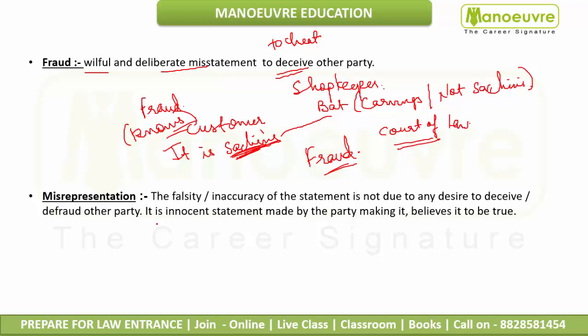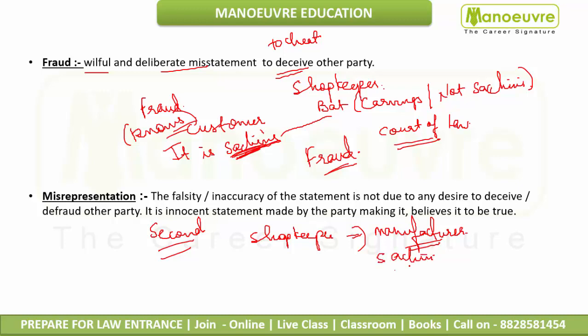But guys, in the second case, the same shopkeeper, guys, the same shopkeeper, he has just bought it from the manufacturer. The manufacturer told him that Sachin has played with this bat, it is Sachin's bat, and he believes it to be Sachin's bat, and thereby he tells the customer that it is Sachin's bat. Then what? It is not a fraud. It is not a willful misstatement. But what will it be? It will be misrepresentation of the facts.